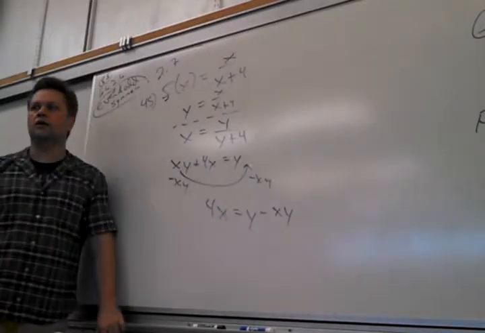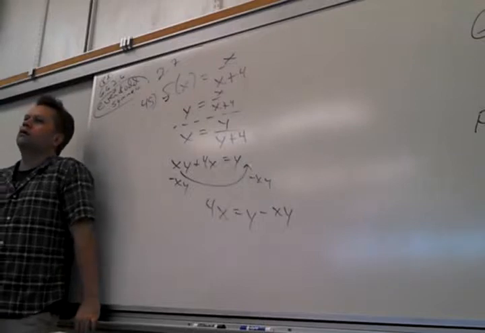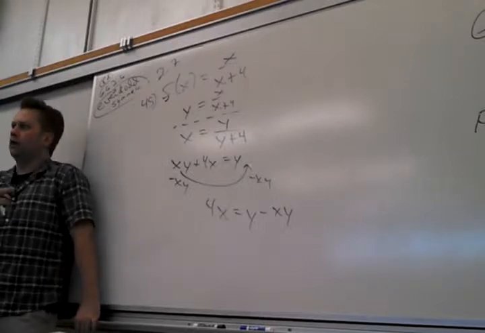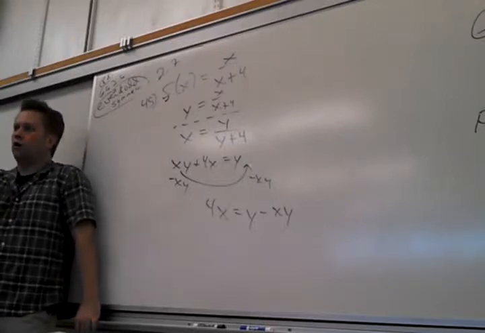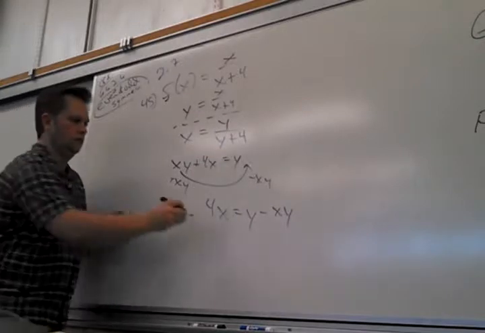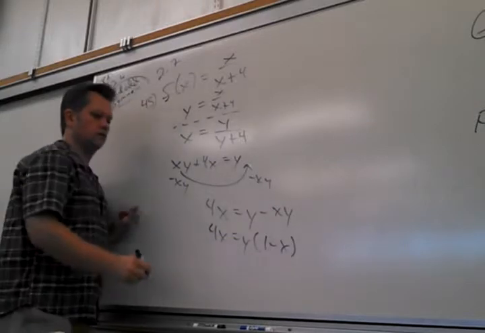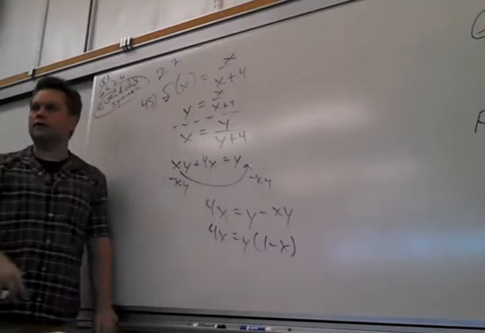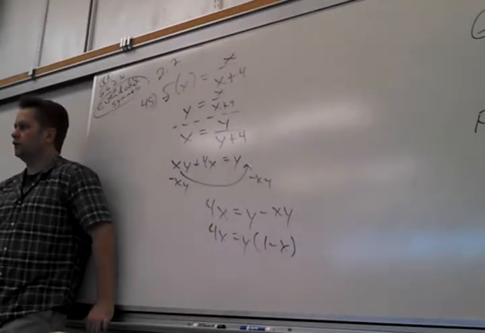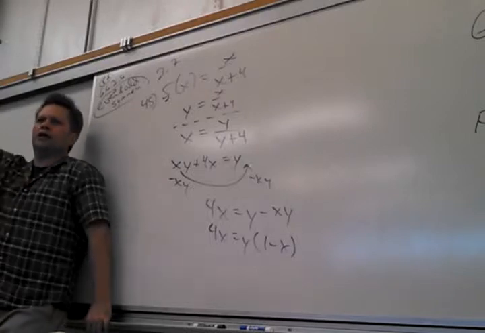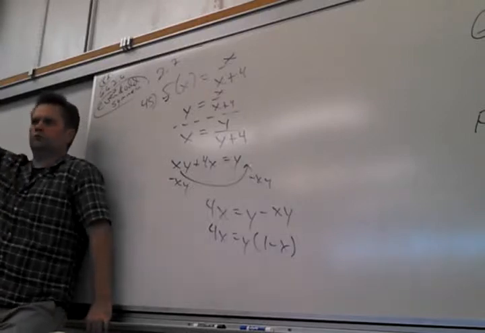Now, do you see what I meant? There's not 2 y's up there. There aren't 2 y's. What do I do now? Factor out the 1 y that's there. And then how do I get y by itself? Divide by 1 minus x, right? There you go. There's your inverse function. That's how you do any rational function.